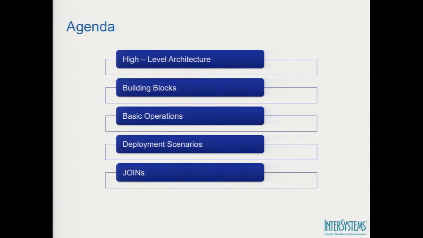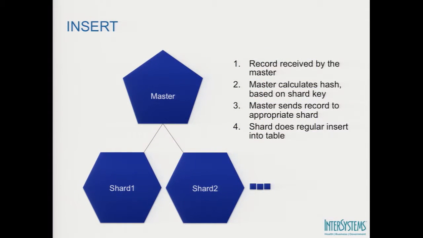So let's talk about basic operations. If we are doing insert into the sharded system, and again, here 2 shards, but picture 20, 64, whatever number of shards you may need here. So the record is received by the master. Master calculates the hash function based on the shard key, and based on this hash function, it identifies to which shard this record belongs. It sends the record to the appropriate shard, and the shard does a regular insert into its own subset of the table, right? That's nice and straightforward.